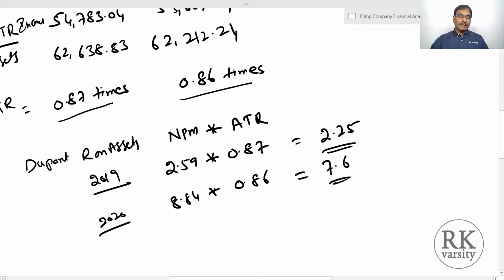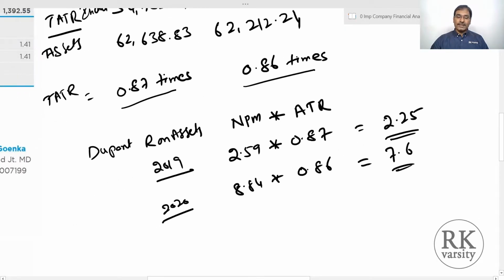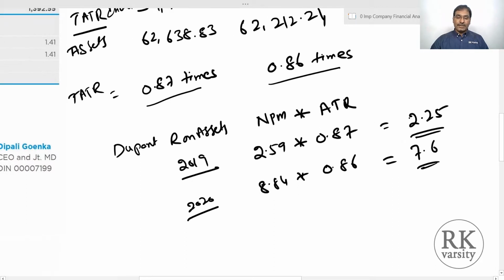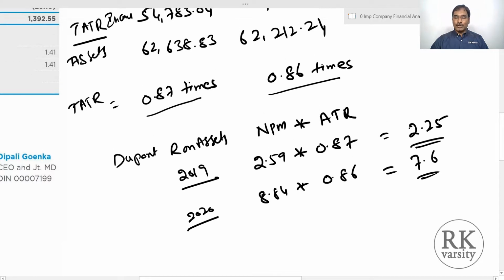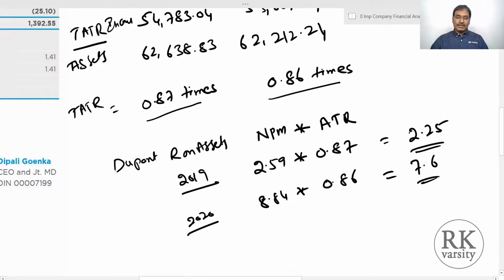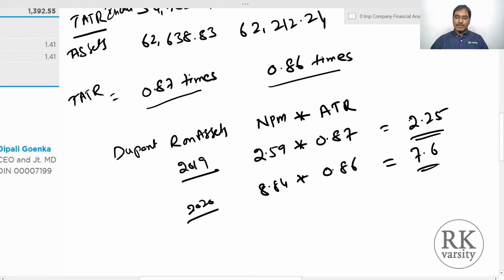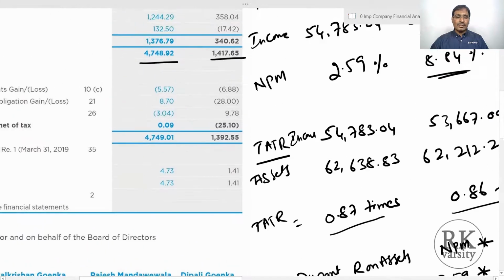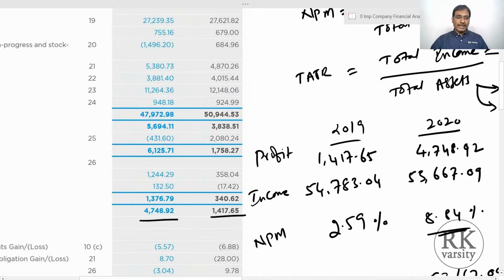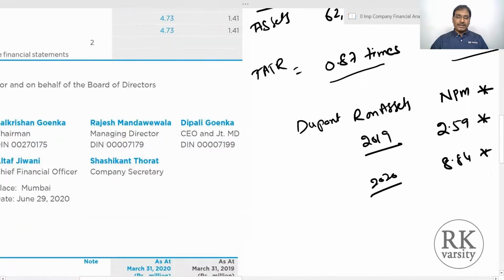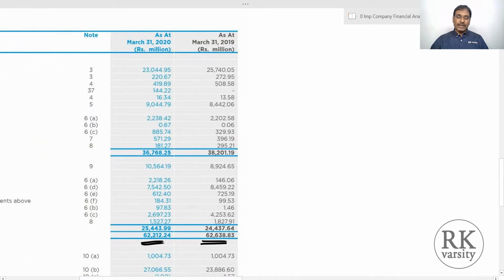Here are the values for DuPont return on assets for the two financial years, that is 2019 and 2020. And you see that there is an increase in DuPont return on assets ratio for this company. However, this ratio is very minimal, that is it is not even making a return of 10%. This is because the company is sitting on huge assets, whereas the return on assets is very limited.